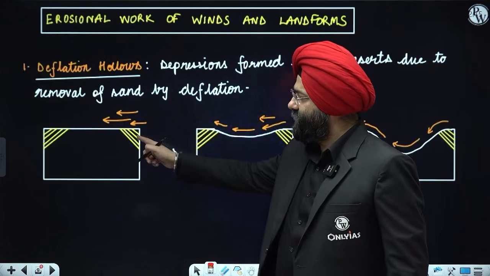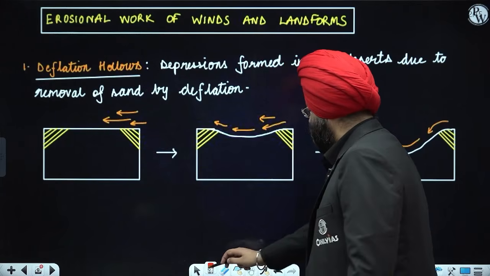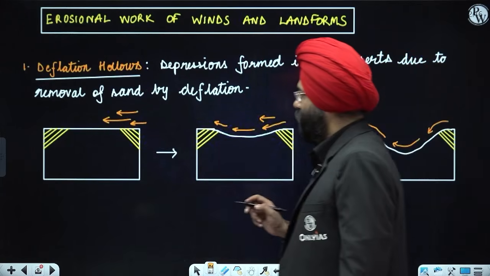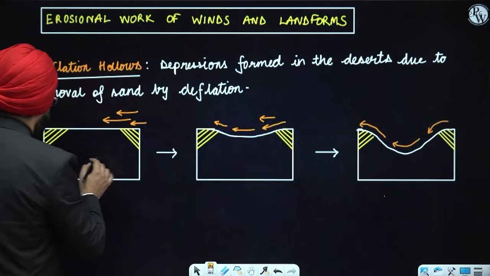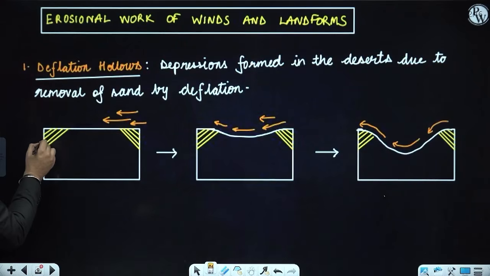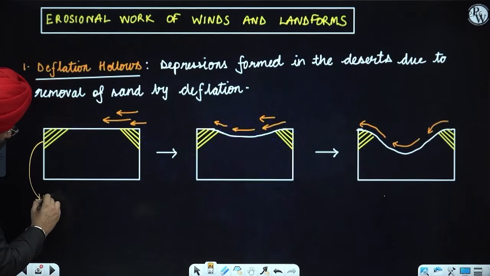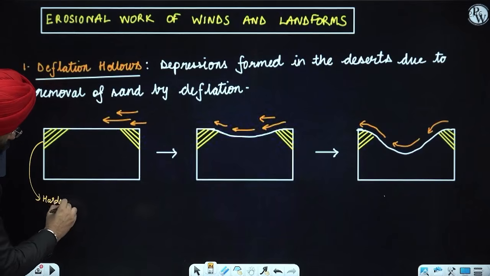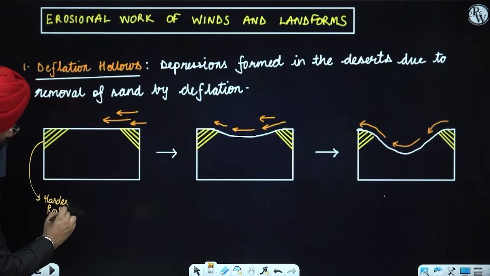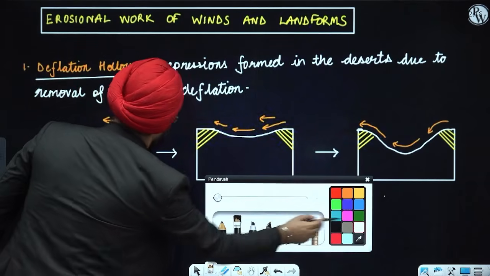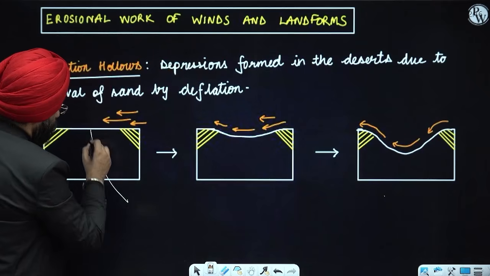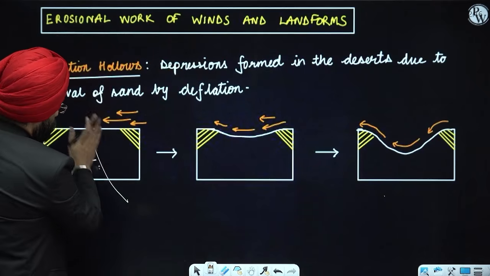supposingly this part marked in yellow is relatively harder rock. Let us assume this part is harder rock. This part is, let us say, softer. This whole part is softer in nature.